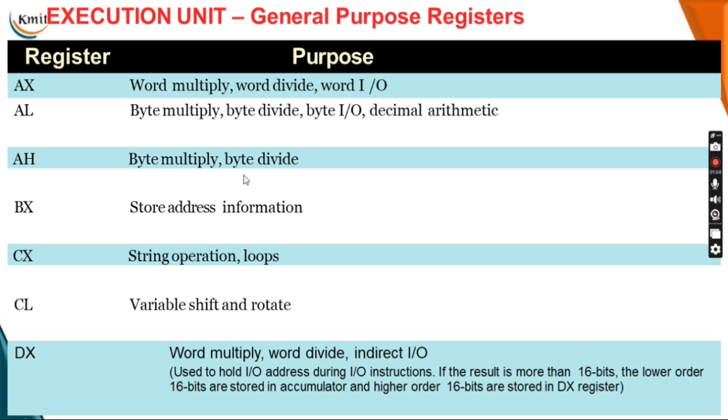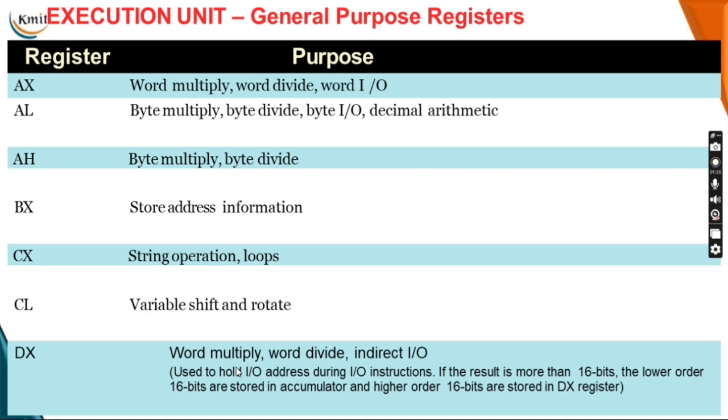Similarly, the BX register can store address information, namely the starting address of the segment which we are using, the data segment. CX is the counter register, which is useful for counting the number of loops present in your program. DX can also do word multiplication, word division, and indirect I/O.